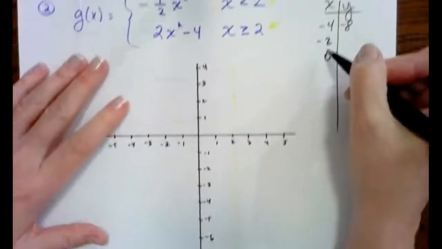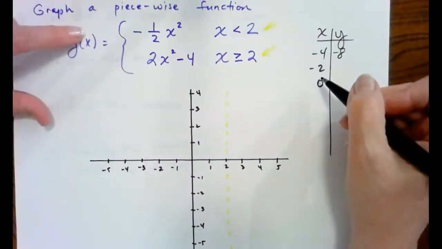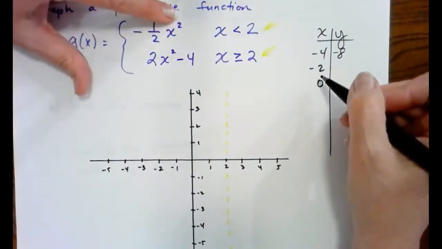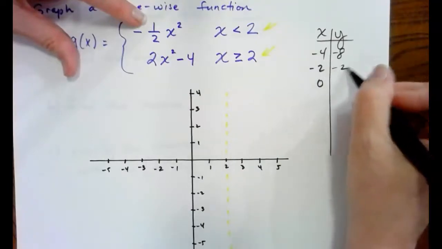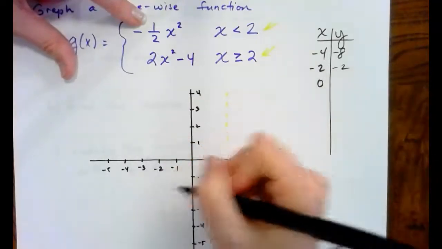So if we plug in a -2, g of -2, -2 squared is 4. Half of that is -2. So that we can graph pretty easily here.